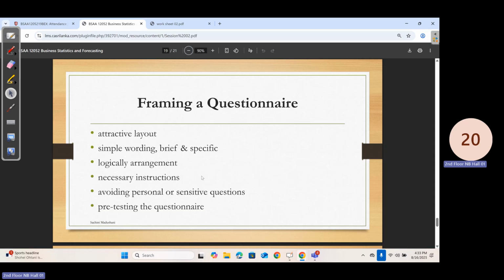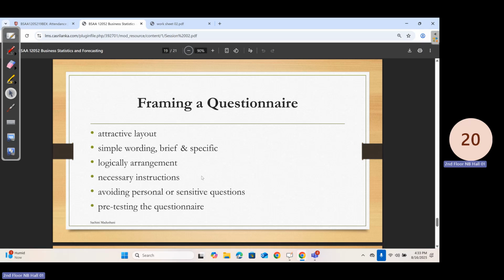The next one is logical arrangement. It means the order of the questions should be logically arranged. Now you know different types of questions. When we prepare the questions, normally first we insert simple alternative questions. Then we move into multiple choice, then ranking order. In the final part we ask some open-end questions. Normally we do not ask open-end questions in the first two questions. Why? Because respondents normally try to answer all the questions the easy way.